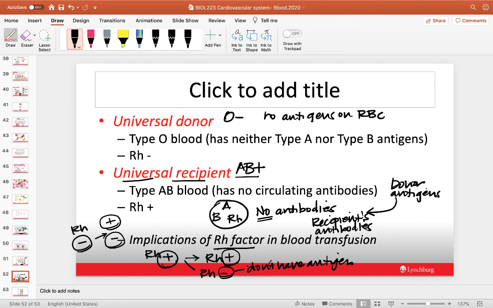If you try to give the positive blood to the negative blood, the negative blood is going to see the positive blood as foreign, and it's going to generate antibodies against that foreign antigen. So this does not work. We'll say no, that does not work.